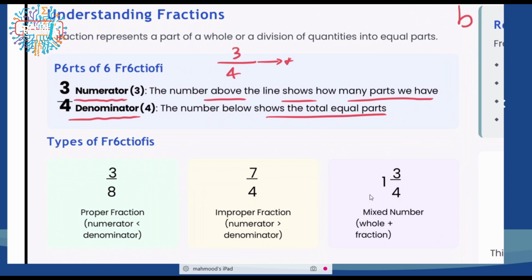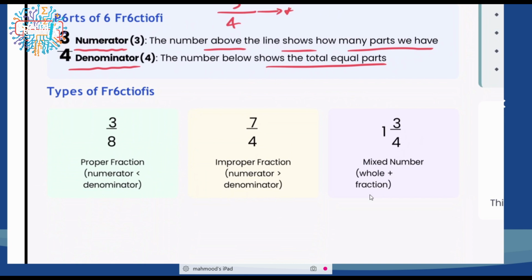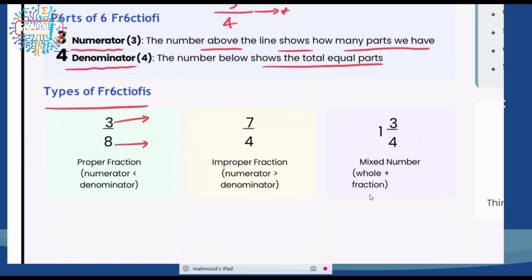3 divided by 4. I know I don't have a good answer for that, but this is the way that we write down the divisions. So, types of fractions. There are three types of fractions that we do have. The first one is a proper fraction. It means that the numerator, which is sometimes hard to pronounce, is smaller than the denominator. So at this point, I do have a proper fraction.